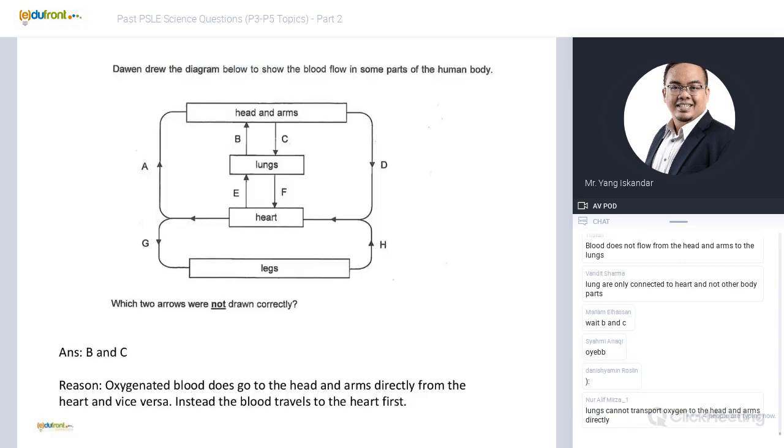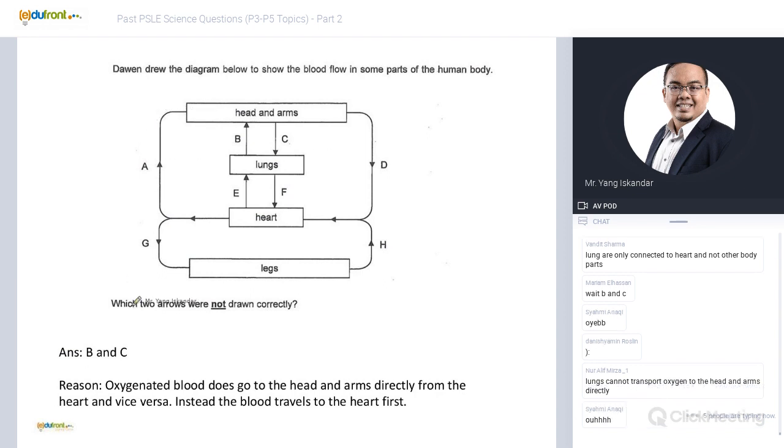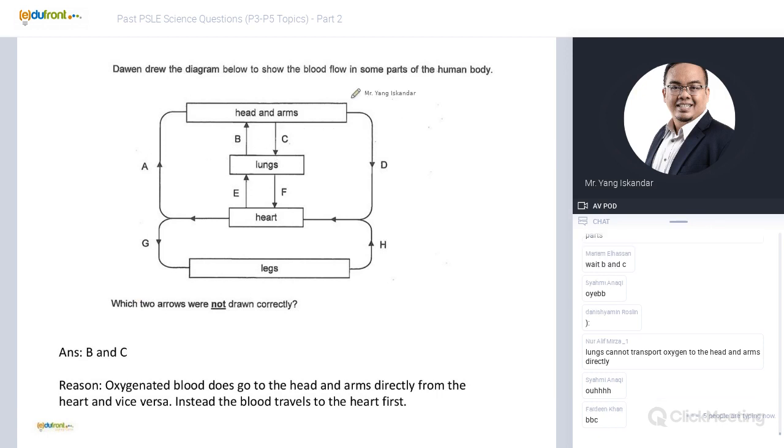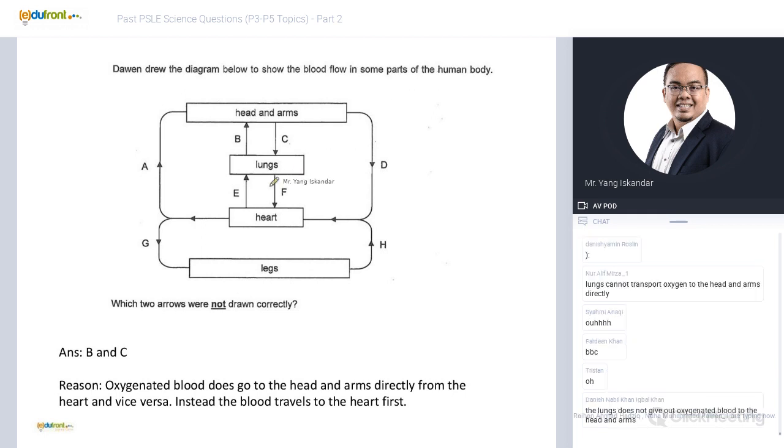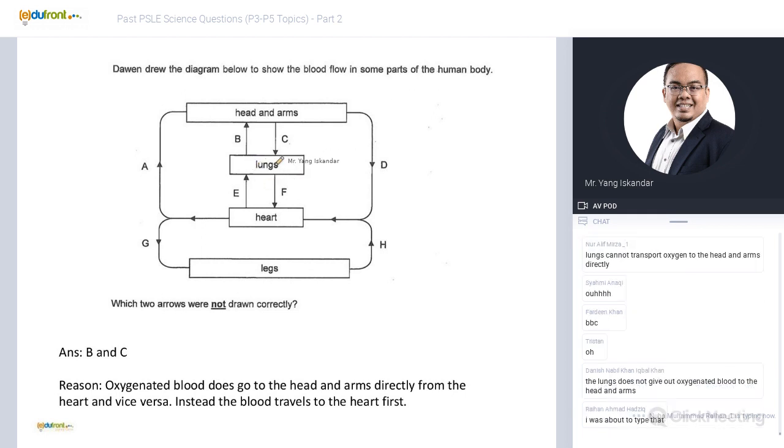Okay, let's take a look here. Now the answer is B and C. Very good. Most of you got the correct answer. Why? Now let's analyze. In this question, usually what they ask you is whether the blood is rich in oxygen or poor in oxygen. The blood that comes from the lungs will always be rich in oxygen, because that's where you breathe in. You have air here. So the oxygenated blood will go from the lungs to the heart and then to the legs.